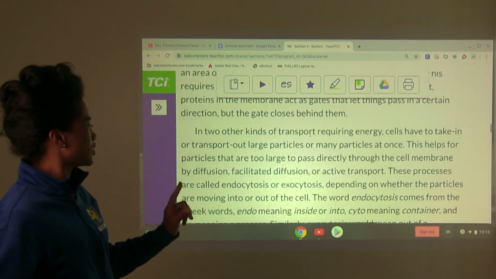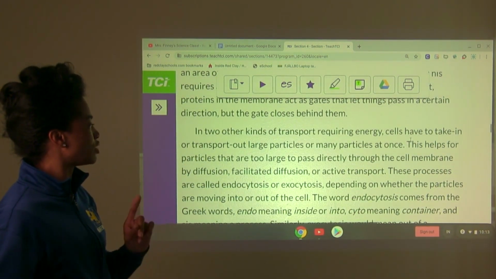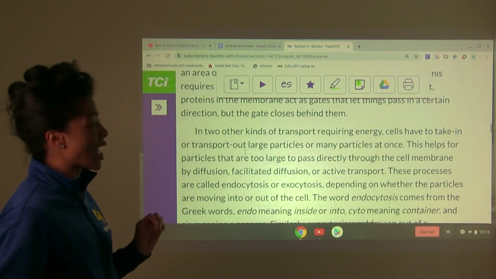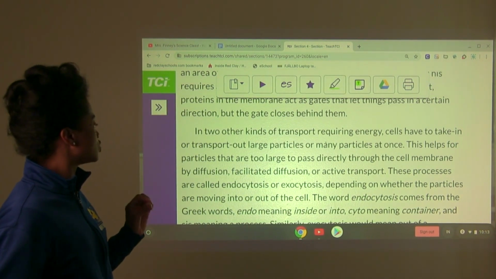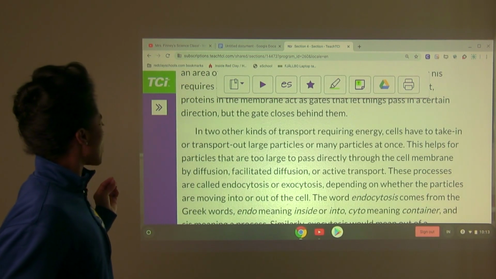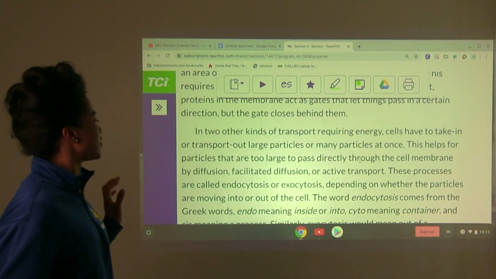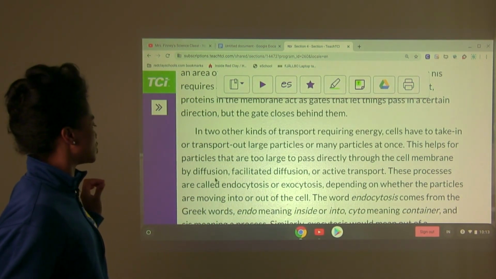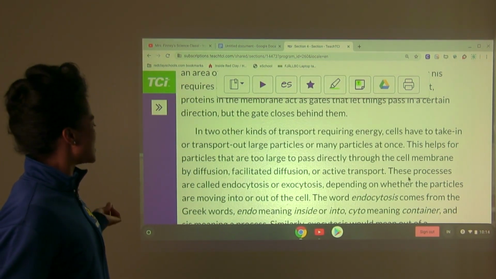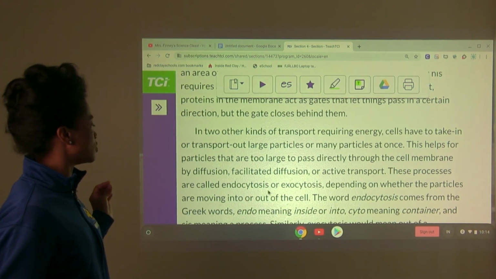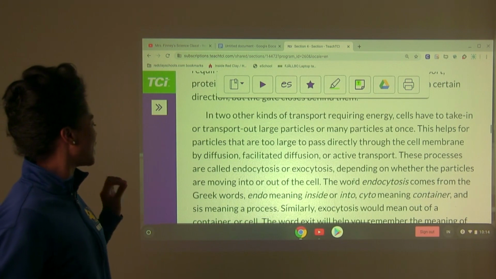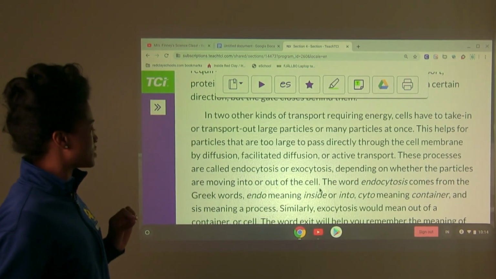In two other kinds of transport requiring energy, cells have to take in or transport out large particles or many particles at once. This helps for particles that are too large to pass directly through the cell membrane by diffusion, facilitated diffusion, or active transport. These processes are called endocytosis or exocytosis, depending on whether the particles are moving into or out of the cell.